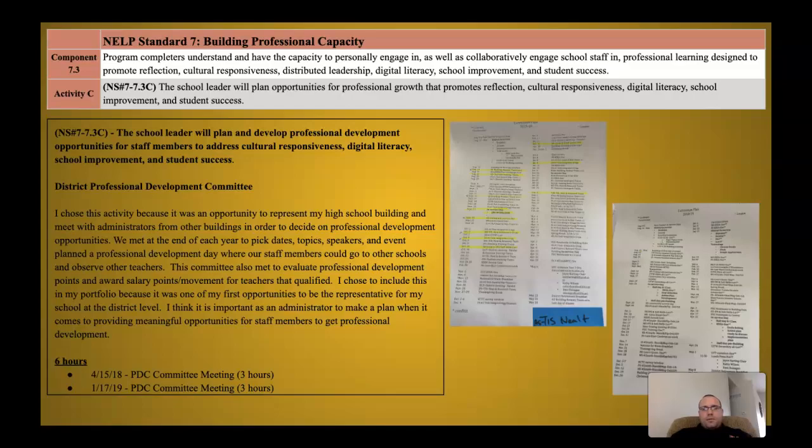And then we plan once again for the upcoming year and the professional development opportunities that our district is going to provide for our teachers.